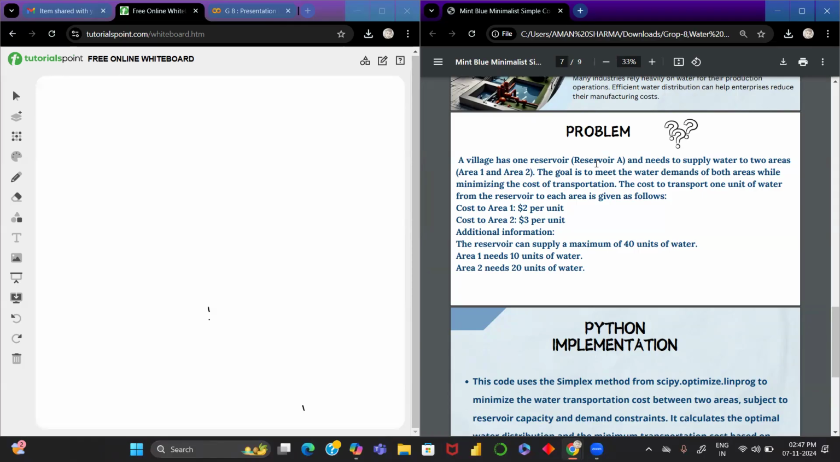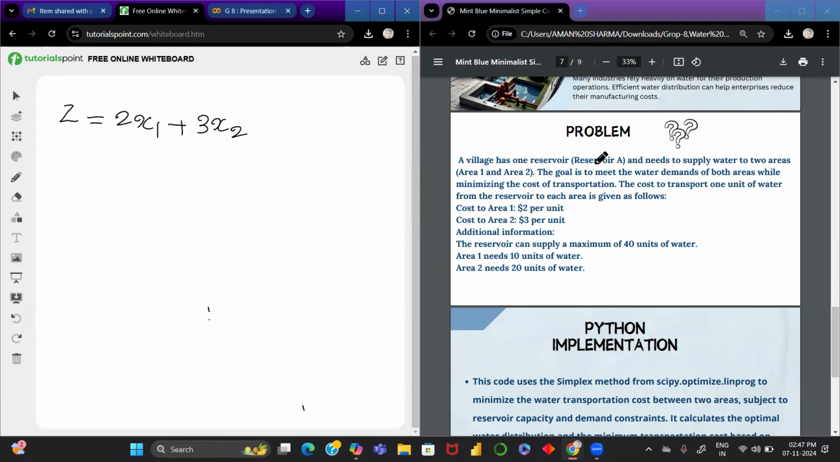So we can write the objective equation as Z equal to 2x1 plus 3x2. And the reservoir can supply a maximum of 40 units of water. We can write that constraint as x1 plus x2 less than or equal to 40.